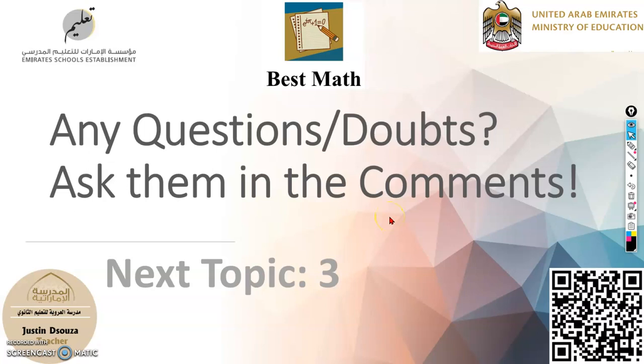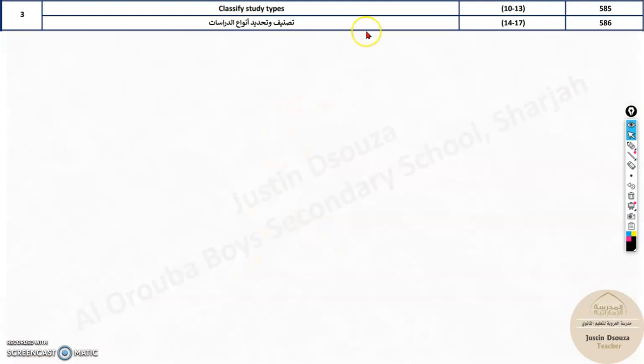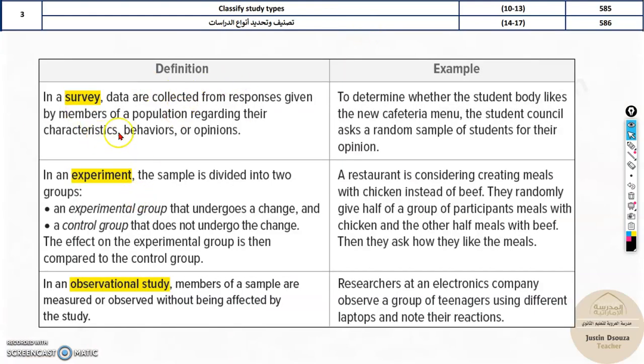We move to topic number 3. It is on statistics, classifying study types. Now let's first see what the different study types are. It can be a survey, experiment, or observational study.